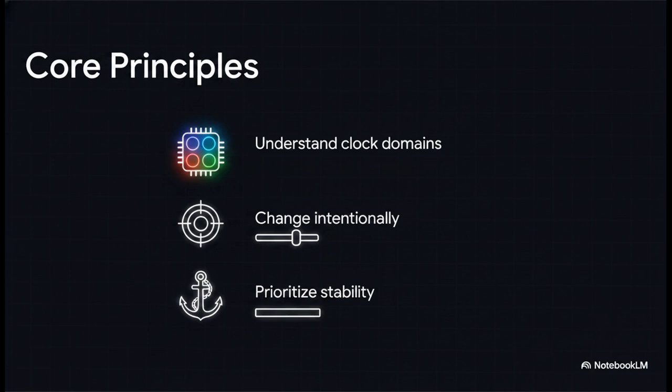Second, change clocks intentionally. Overriding dynamic scaling means trading off performance, power, and stability. Don't just do it blindly. Let your profiler data guide those decisions. And third, prioritize stability. The real sweet spot for serious ML work is predictable performance, not extreme, risky overclocks.